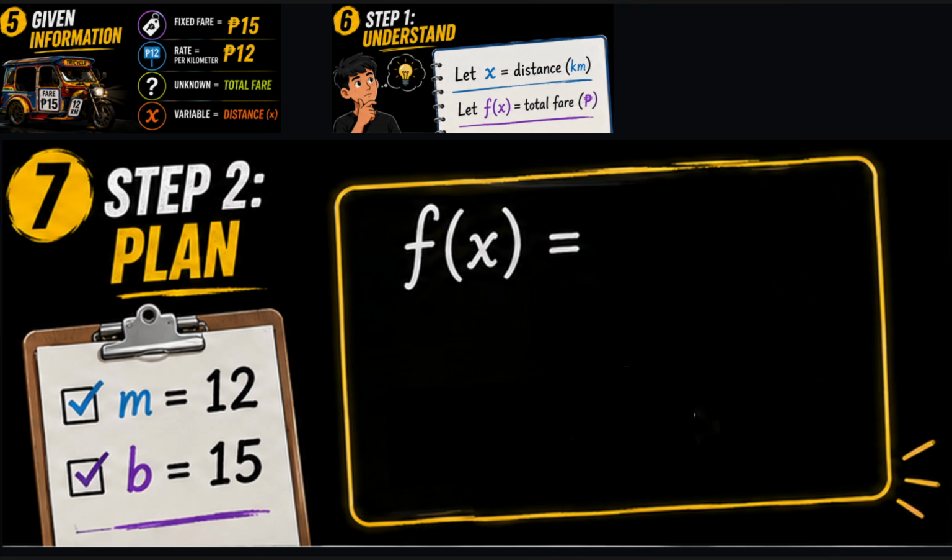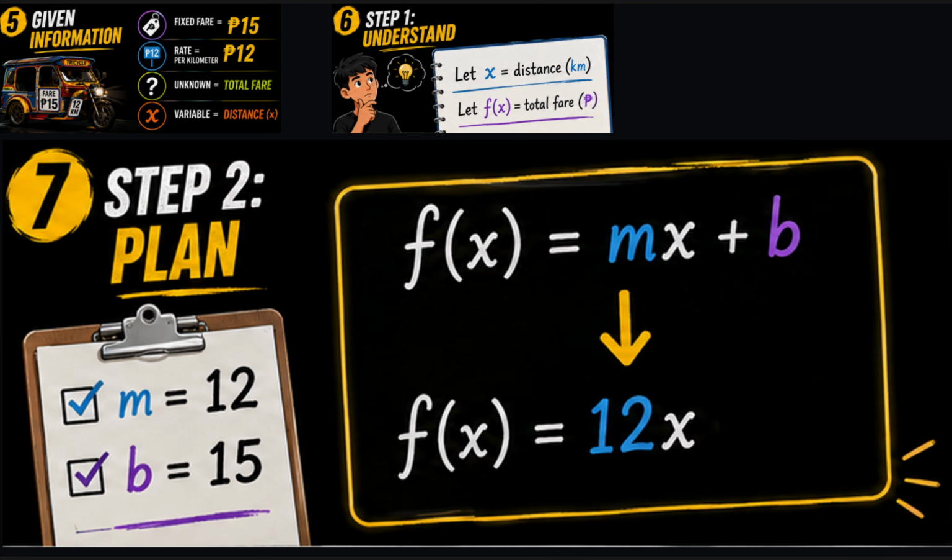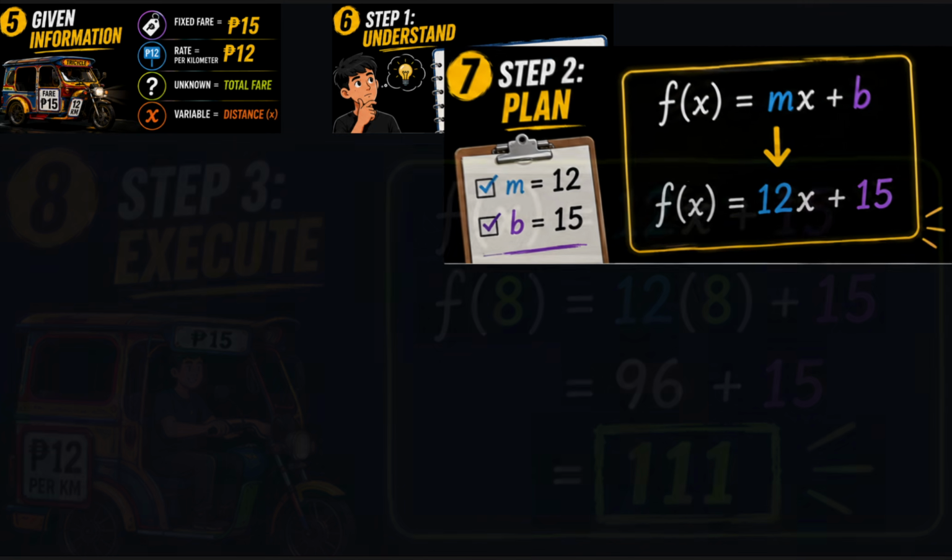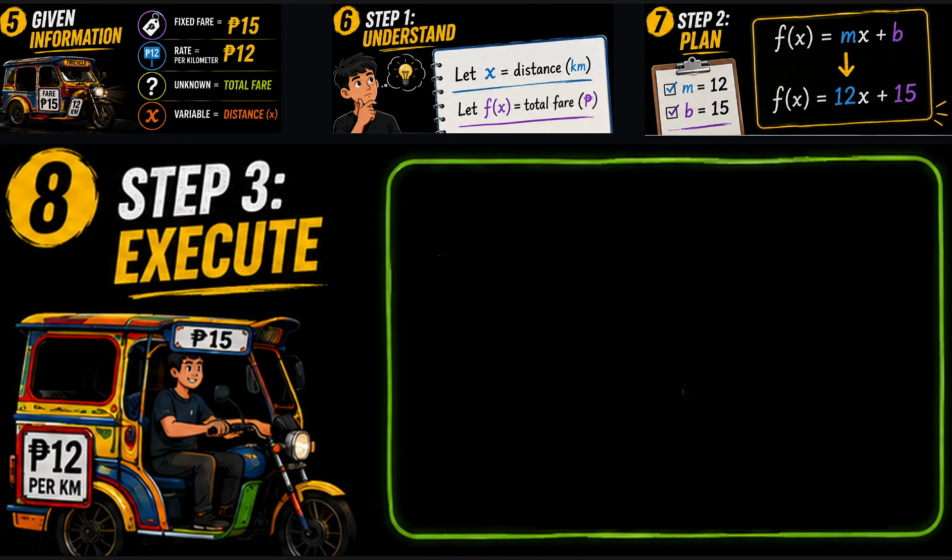And we use the formula for the linear function: f of x is equal to mx plus b. The m is already identified, which is 12x, and the b is 15. So we have the function already. Then we can execute the given problem.